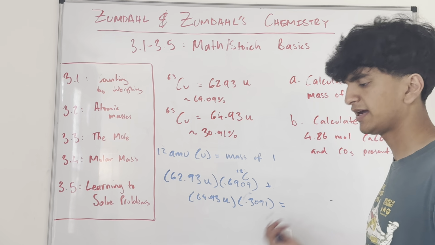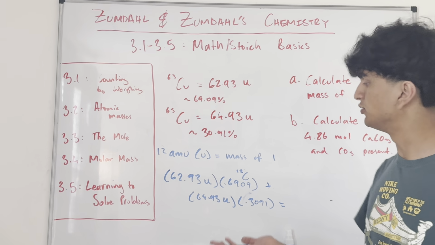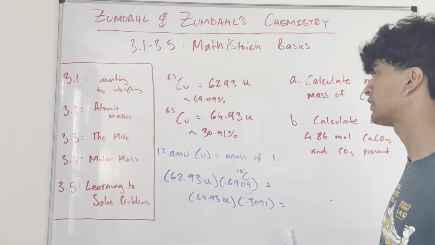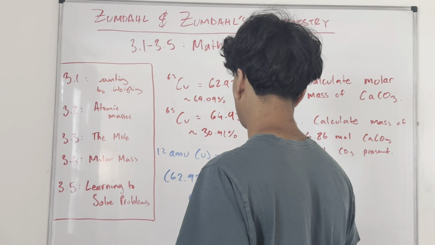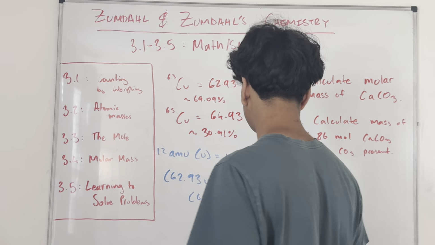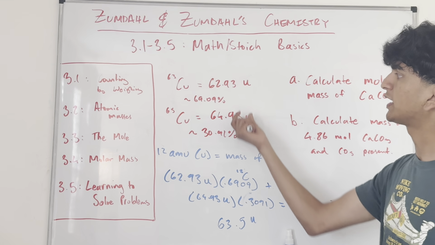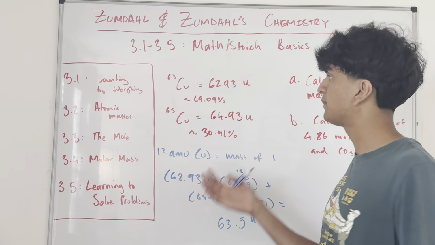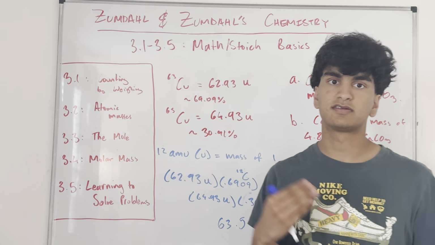Should I run this? I think I ran this calculation somewhere. If I were to estimate, you should probably expect something like 63.5 u, maybe something a little bit closer to 62.93, because 70% of all copper is copper 63, so the weighted average should lean closer towards 63.